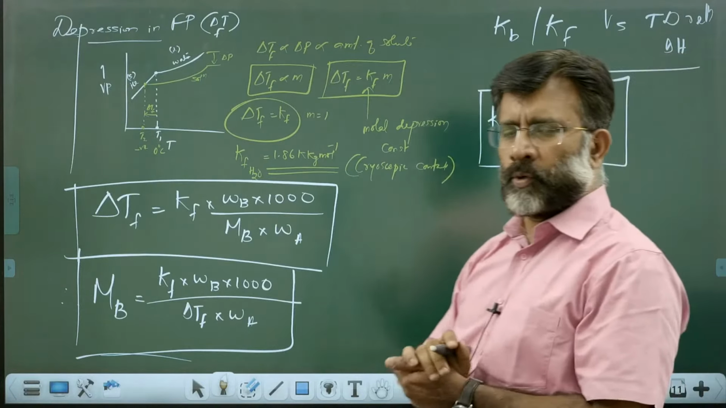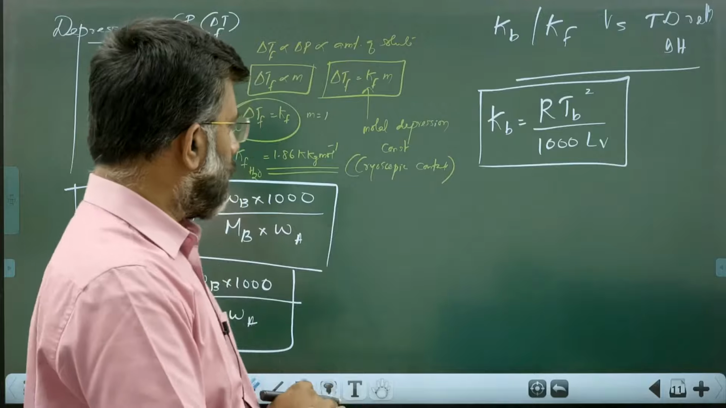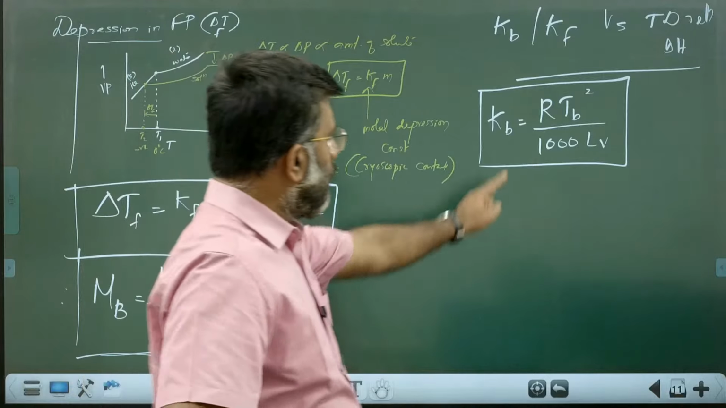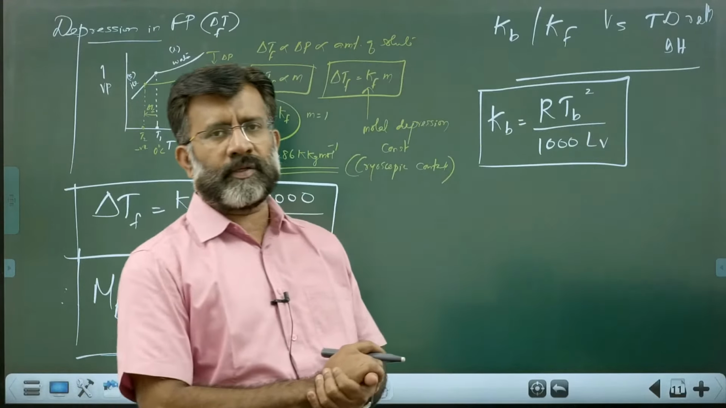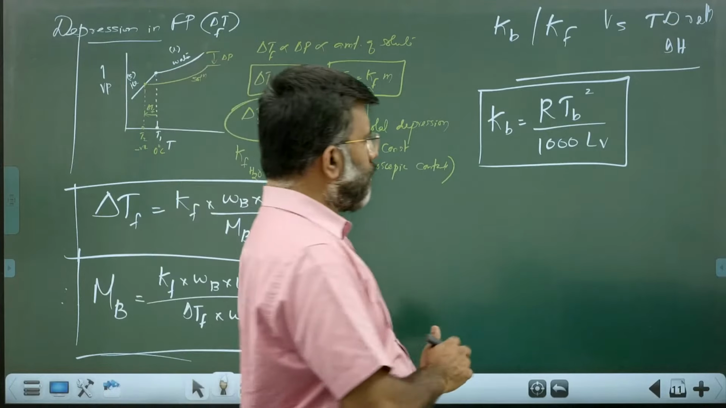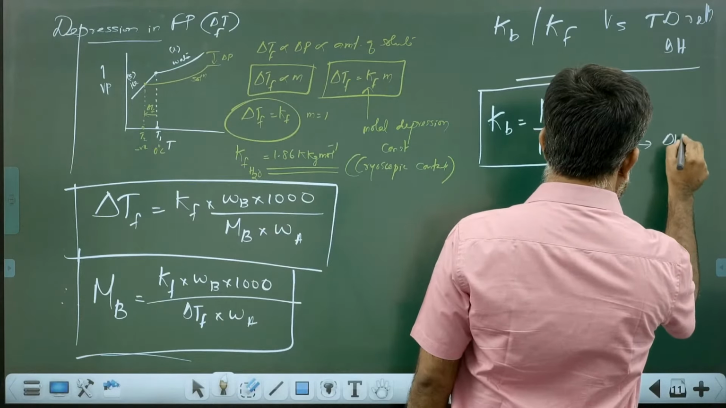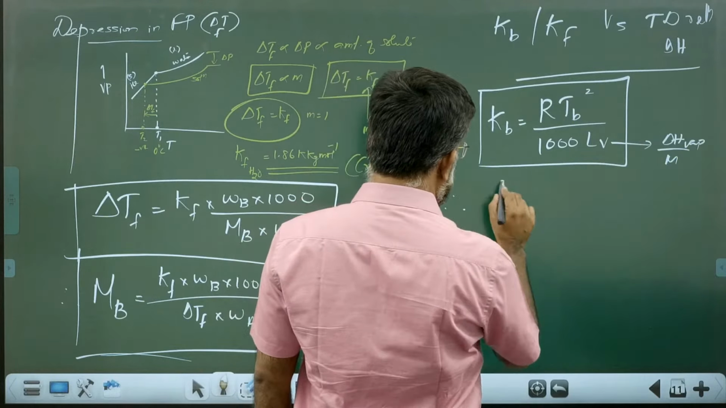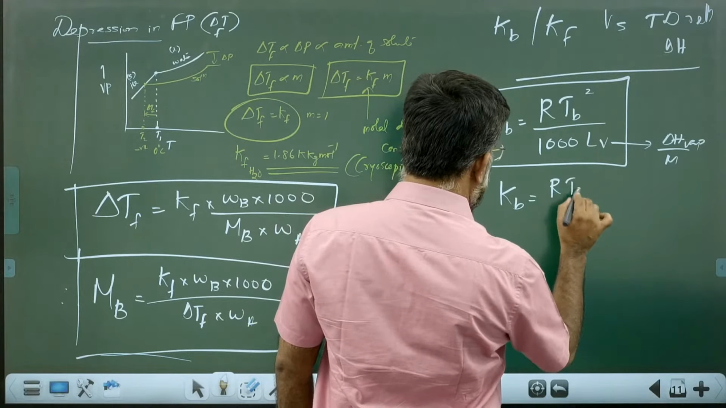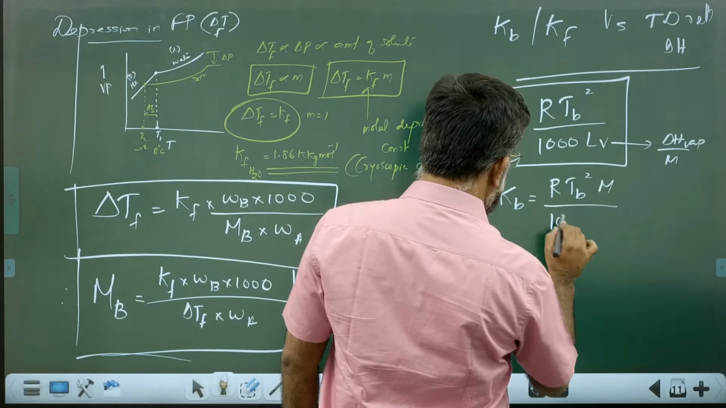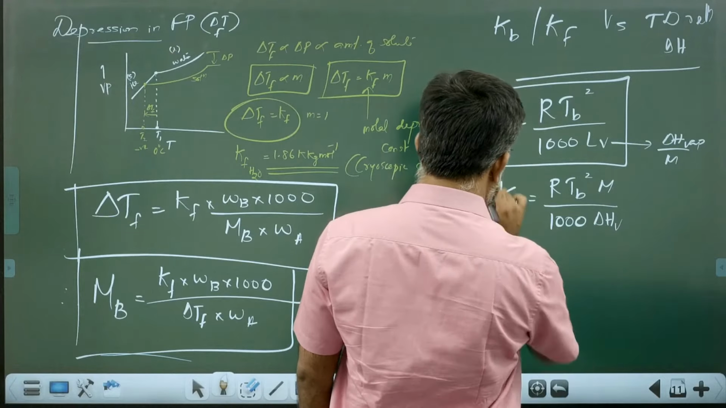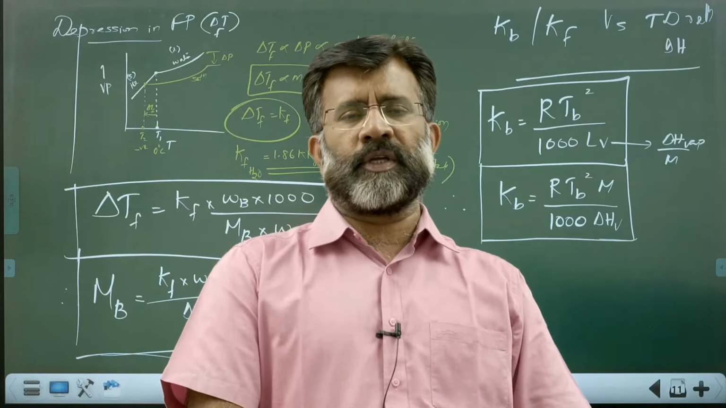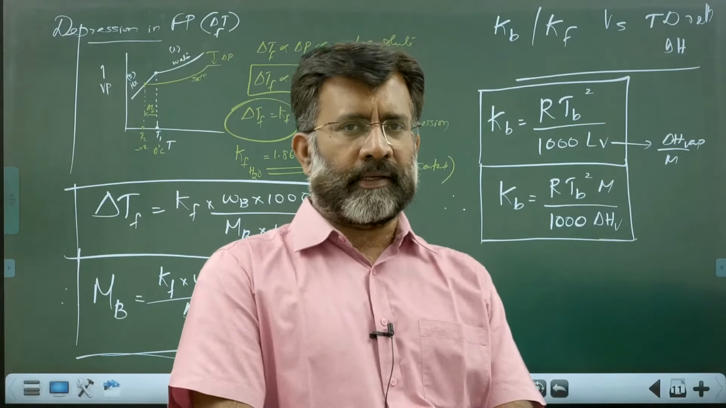Kb is equal to RTB square divided by 1000 LV. R is gas constant, TB is boiling point, and LV is latent heat of vaporization, which will be delta H vaporization by molar mass. Therefore, Kb is equal to RTB square M divided by 1000 delta H vaporization. This is a thermodynamic relationship connecting Kb versus delta H.